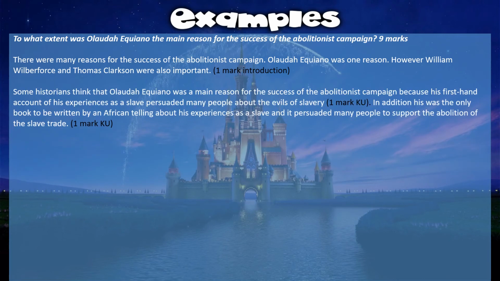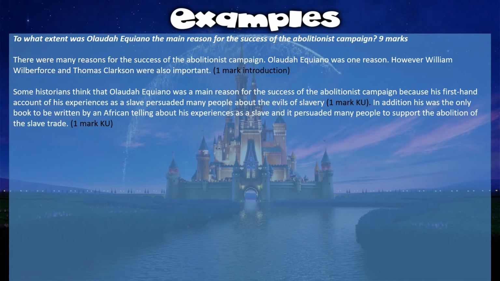Some historians think that Olaudah Equiano was the main reason for the success of the abolitionist campaign because his first-hand account of his experiences as a slave persuaded many people about the evils of slavery. So there's 1 mark KU. In addition, his was the only book to be written by an African telling about his experiences as a slave, and it persuaded many people to support the abolition of the slave trade. So there's another mark for KU. So that's just on the I and the F. So we've done the introduction and the factor in the question.